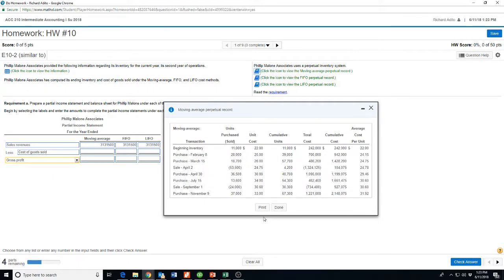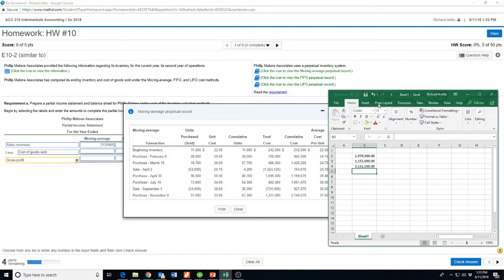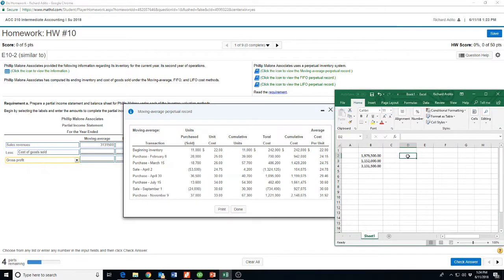So we're going to close that one real quick, and let's look at our moving average here. One of the interesting things that this problem does is it gives us the total cost of each sale at the moving average. So all we have to do is take that total cost. For moving average, we have 1,324,125 for the first sale and 734,400 for the second sale. If we add that together, that should give us our total cost of goods sold.